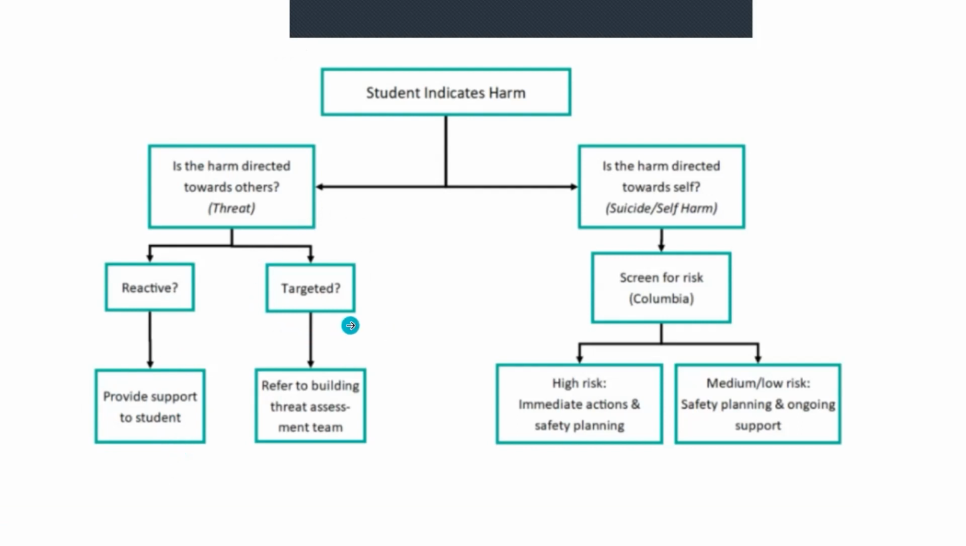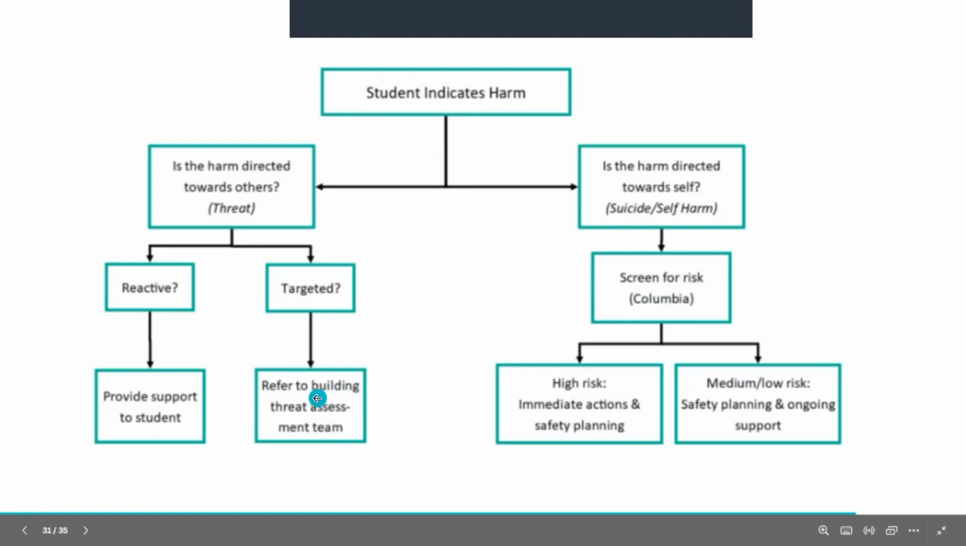If it was targeted, so this is the situation where usually it's not in a reactive situation. They're not just saying this because they got mad at you and then were de-escalated, but something becomes clear, or they say something and it seems like they are thinking about something, they have a plan, or they have an idea of trying to get back at somebody, hurt somebody, make a name for themselves. That's when we want to refer it to the building threat assessment team.